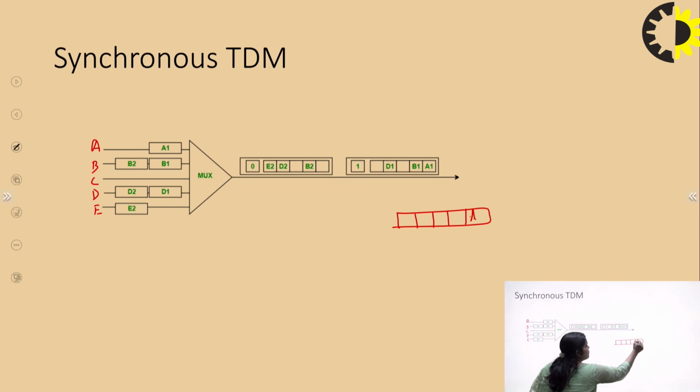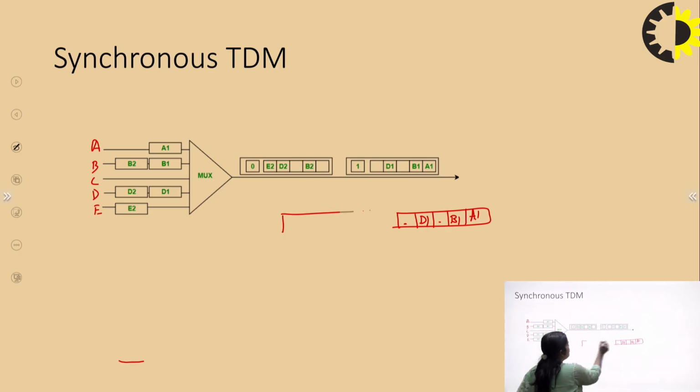The first is A1 and the second has B1, and next C is not there. So C will be blank, and D1 is there and E1, and the next E1 is not there. So generally you are saying this one. Okay, so this time slot and this time slot are not utilized.